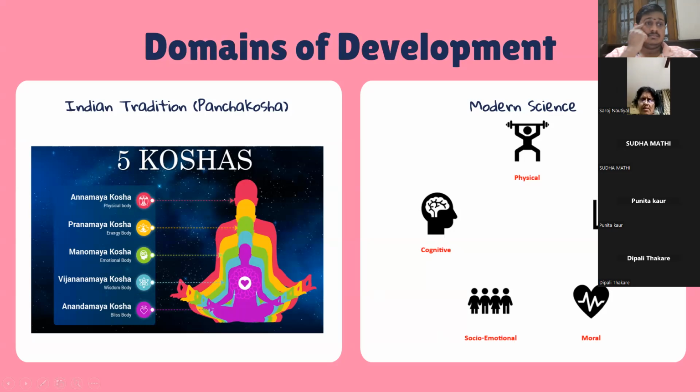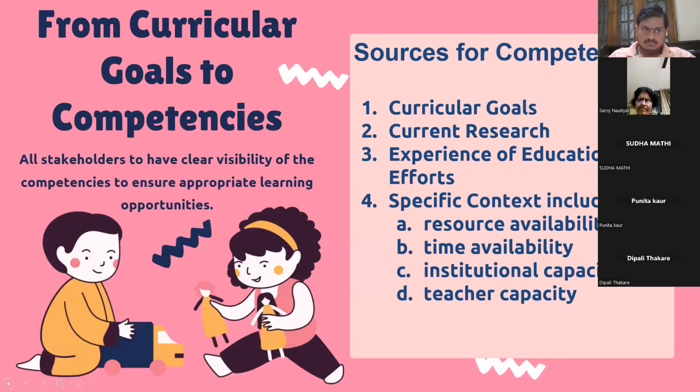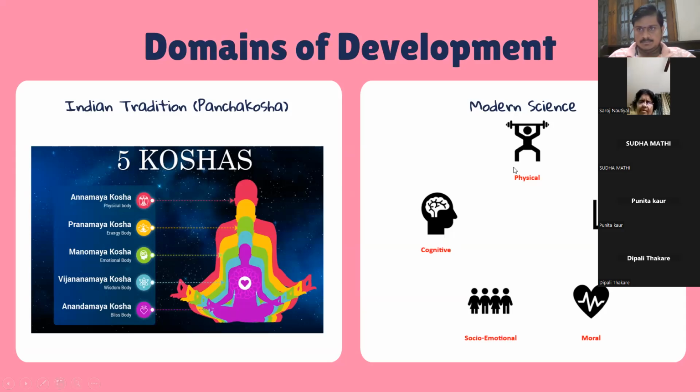The next is aesthetic and cultural development, which is connected to Anandamaya Kosha. This domain focuses on engaging children with arts, culture, and creative expression. How creative is the child? How is the education able to enhance the creativity in the child, helping them to develop an appreciation for the beauty and the diversity that they see around them? Next slide, sir.